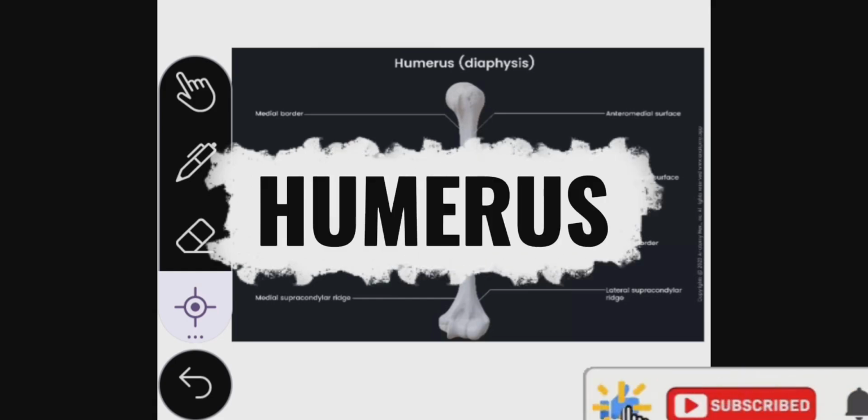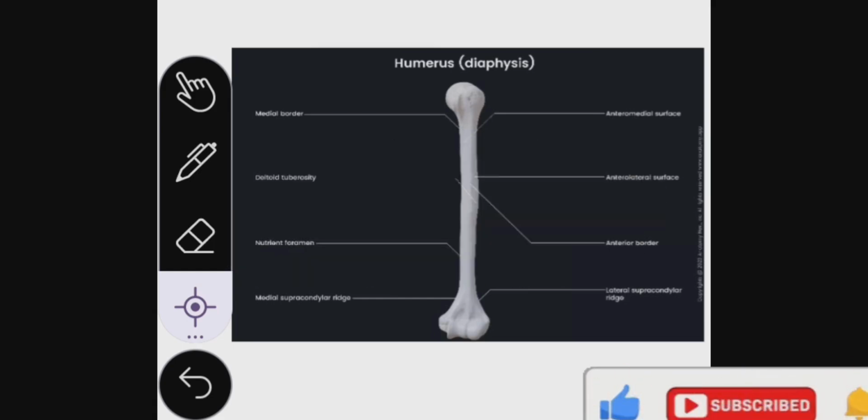Alright, so next bone is the humerus. Now it's important you know that the humerus is the longest bone in the upper limb. It's a long bone of the arm that connects the shoulder to the elbow. So you're looking at the humerus. It has a proximal head, it has a distal end, and in between there is a shaft.